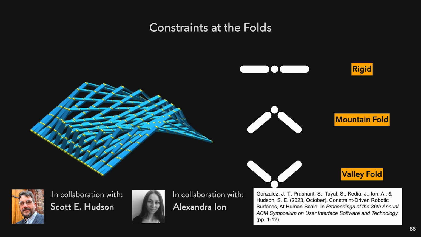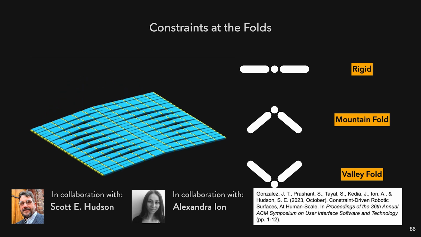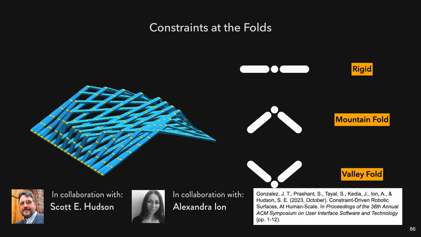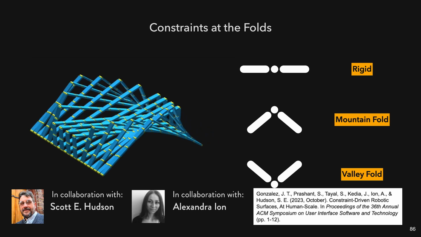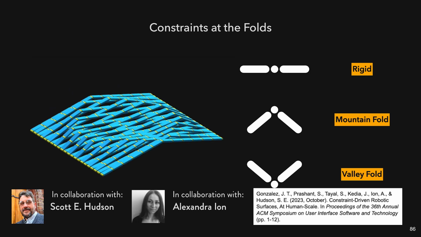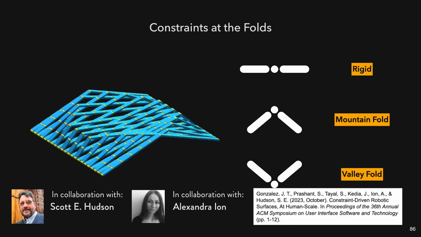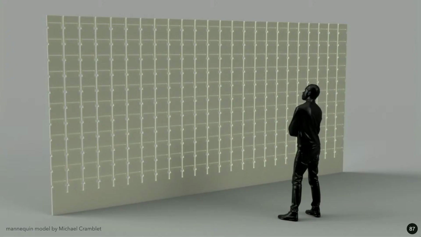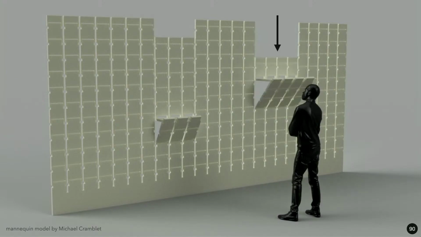So together with, again, Dr. Scott Hudson and Dr. Alexandra Ion, we set out to explore these constraint-driven robotic surfaces. And from the very beginning, we knew we were interested in working at architectural scale. We thought, how neat would it be if you could have this big wall over here, and you could summon a shelf over here, and then summon a shelf over there, and the whole thing could collapse back in. Here we put the pneumatic structures aside just for a moment so we could focus on this folding mechanic and nail that.